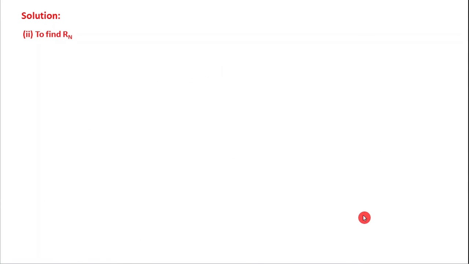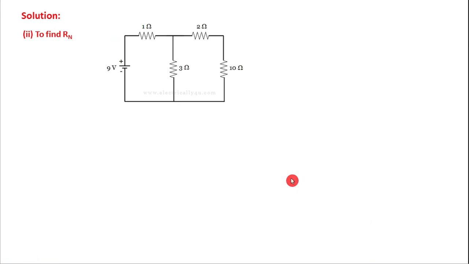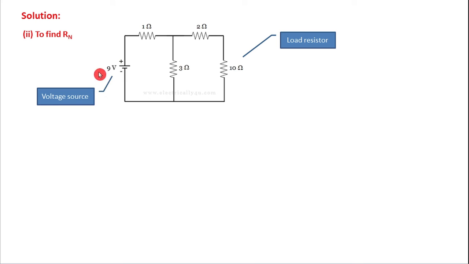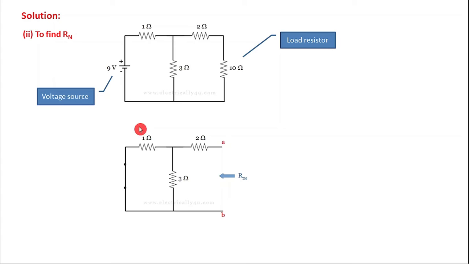And the second one is to find out the Norton's resistance. So to find out the Norton's resistance, consider the given circuit. In the given circuit, there is a load resistor. We have to remove this load resistor, and we have the voltage source. We have to remove this voltage source and the terminals should be shorted. So the redrawn circuit will look like this.